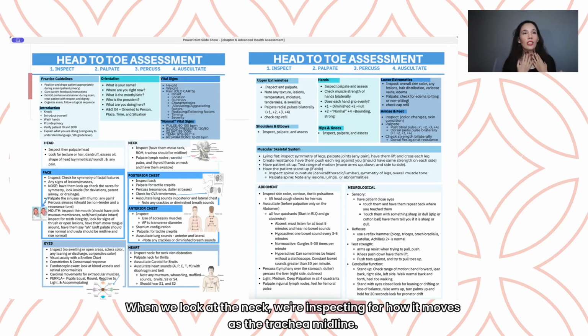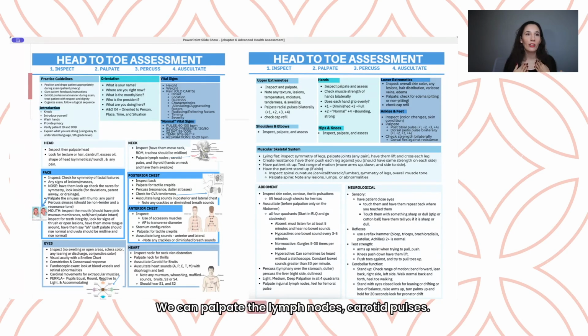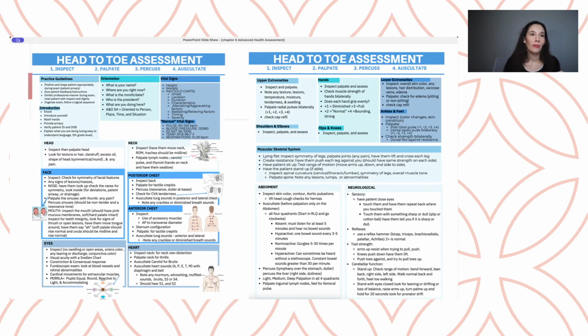When we look at the neck, we're inspecting for how it moves. Is the trachea midline? We can palpate the lymph nodes, carotid pulses. For the thyroid, you can place your hands on their neck, I can't really do it in this position, and have them swallow and see if it's even, and if they're able to swallow or not.